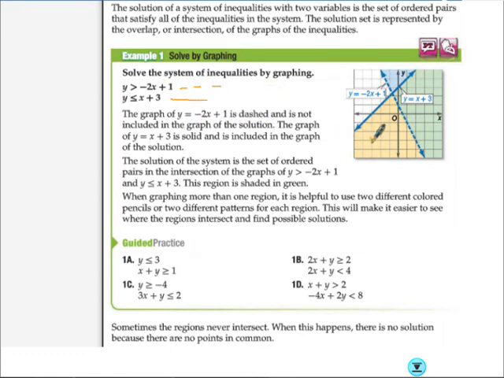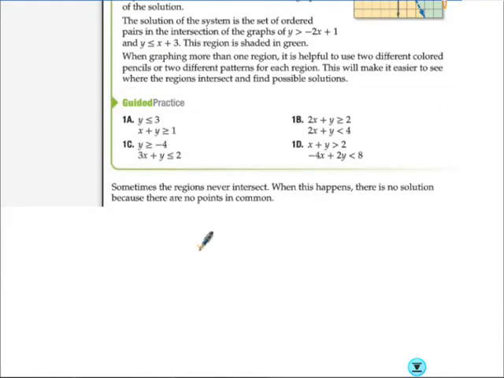Then we figure out where to shade. And where the shading overlaps, that is where the solution is. So you won't really say, here's my answer. It's more like your answer will be part of the picture. Okay. So the shaded part right here, that is the answer. Okay. Really, that's it. That's all we're doing here.